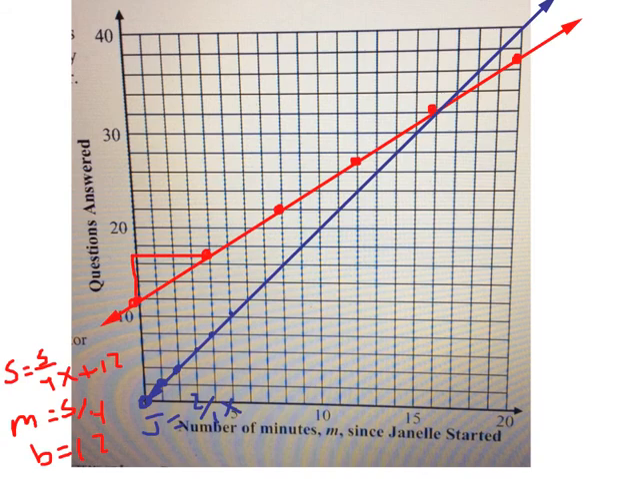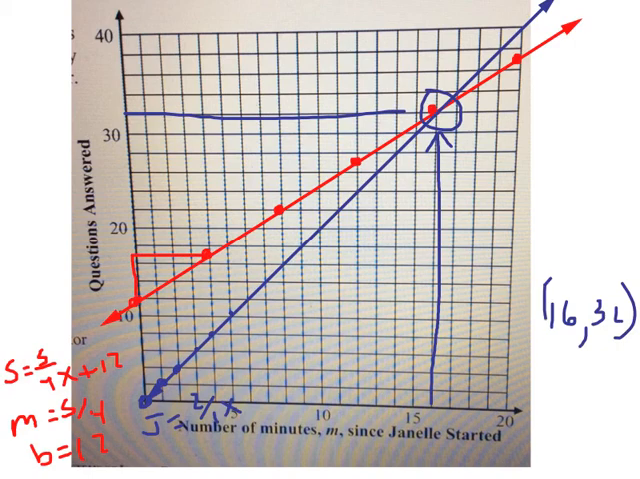To answer the final question for part B, it said, well, when does Janelle actually catch up? Well, if you take a look here, there's our solution. Where did they cross? Well, it looks like I'm over here, coming on up. So that's 16, comma, and I'm up at what height here if I go across? Well, that's worth 32. What does that really mean? Bottom line is, she basically caught up in 16 minutes, and they each answered 32 questions.